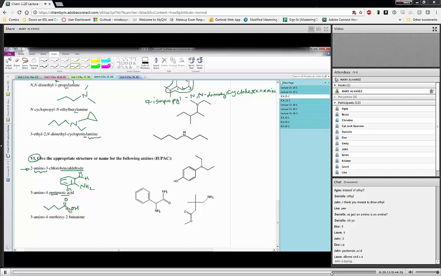So that's the 1 position. 2, 3, 4 is pentene. So there's a double bond there. And then at the 3 position is where you had your amino group. Doesn't look like there's anything attached to it. So I'll give it 2 hydrogens. Excellent. Let's do this one.